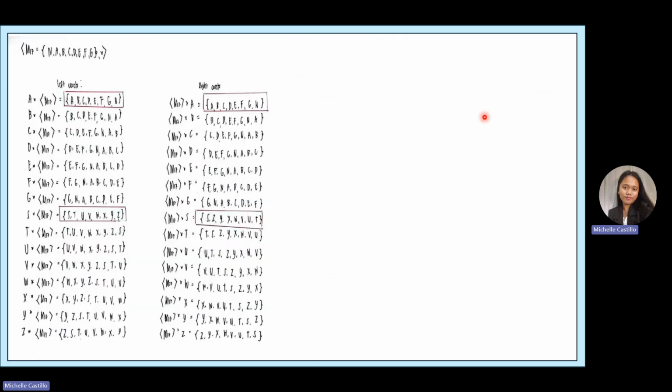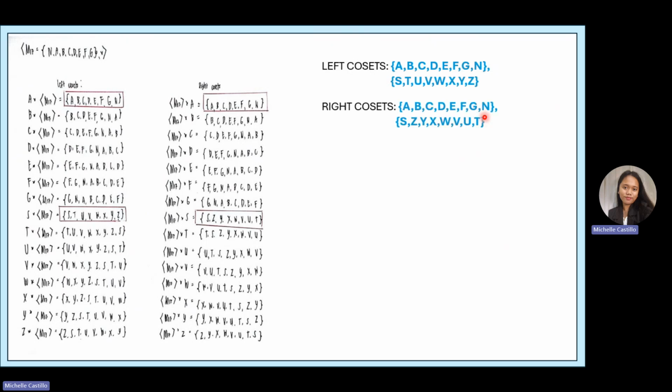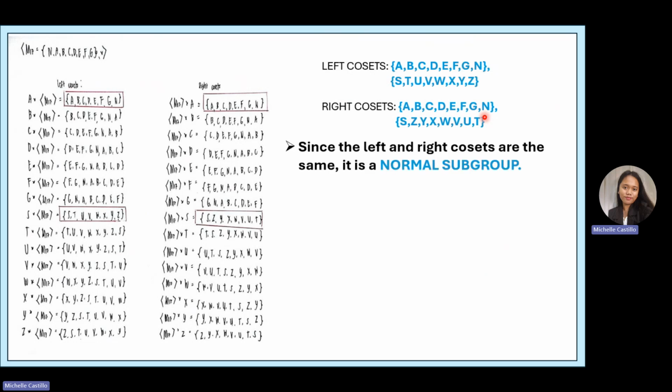Then, when we continue this process, we will get these left and right cosets. So, for the left cosets, we have A, B, C, D, E, F, G, and N. Then, S, T, U, V, W, X, Y, and Z. Then, for the right cosets, we have A, B, C, D, E, F, G, and N. Then we have S, Z, Y, X, W, V, U, and T. As you can see, the left and right cosets are the same, so it is a normal subgroup.